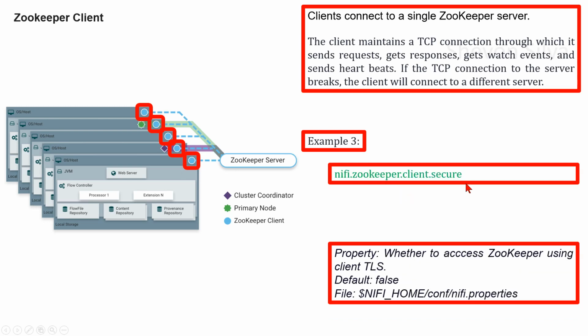As another example, we can consider the nifi.zookeeper.client.secure property. It specifies whether to access Zookeeper using client TLS. The default value is false, and this is available in the nifi.properties file in the conf directory under $NIFI_HOME.